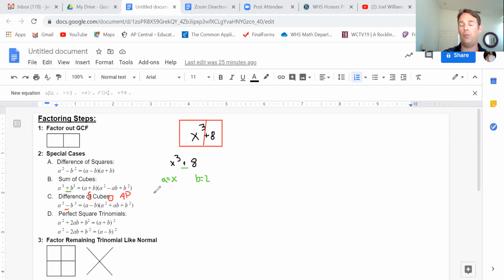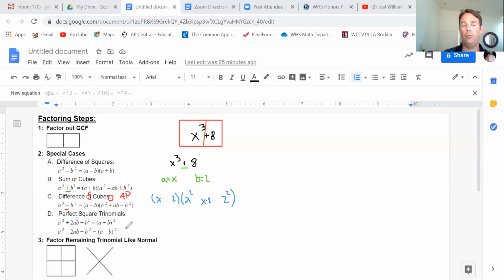So I'm going to use my little formula. And remember, the formula is going to be a and b in the first one, a squared, ab, b squared in the second one. So if we use our little formula here, it's always going to end up being a and b in the first parenthesis. And in the second parenthesis, it's a squared. It is a times b, so x times 2. And then b squared, so 2 squared in the last parenthesis.